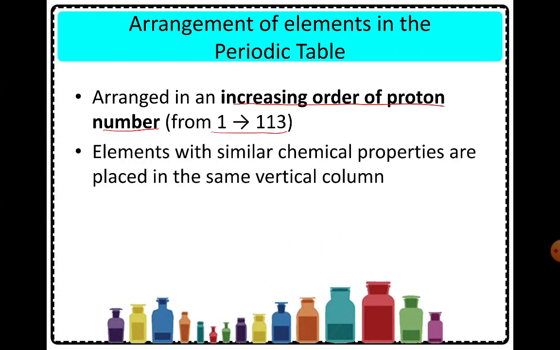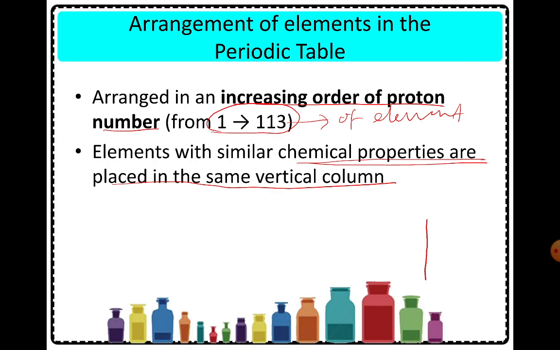From 1 until 113. Maksudnya ada 113 elements lah. Elements with similar chemical properties are placed in the same vertical column. Okay, element with the chemical properties maksudnya dia sama daripada segi dia punya kimia dia ataupun dia punya ciri-ciri kimia dia, place in the same vertical column. Vertical column ialah kolom ke bawah. Okay, vertical column which we call as a group. Vertical column of the periodic table which is group.